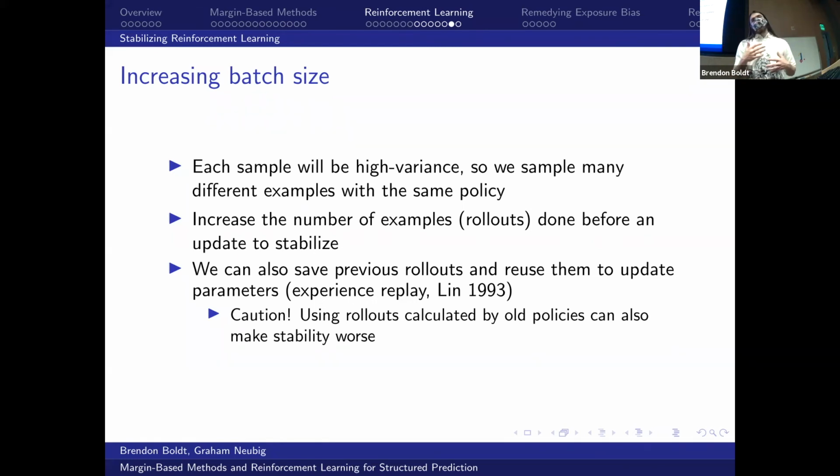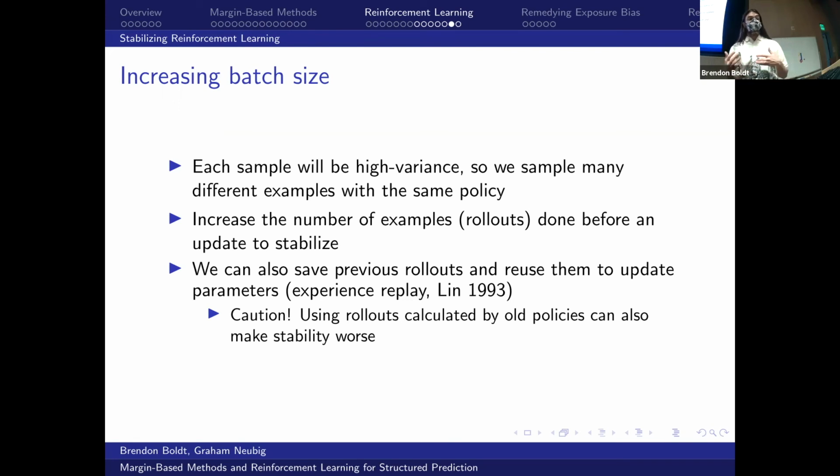This can actually be a little bit inefficient because now, all of a sudden, to take one gradient step, you have to run your model many times before doing that. And of course, the more you run your model in between taking gradient steps, the slower your training goes, even if this does improve stability.